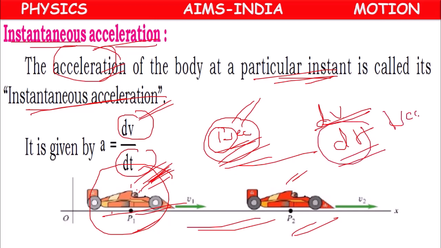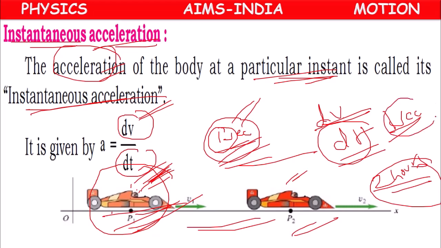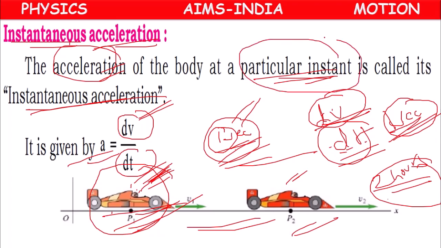So 1 second is, suppose the total car race is for 2 hours. If we compare 2 hours, 1 second is a very small interval of time. So in that small interval of time dt, how much small amount of velocity changed, the dv by dt, is called instantaneous acceleration, meaning acceleration at that particular instant, at that particular 1 second.